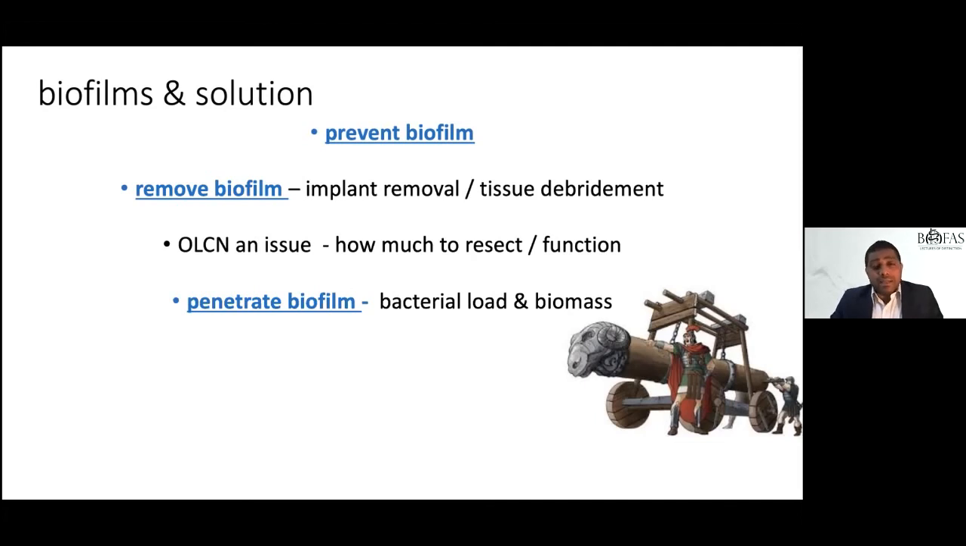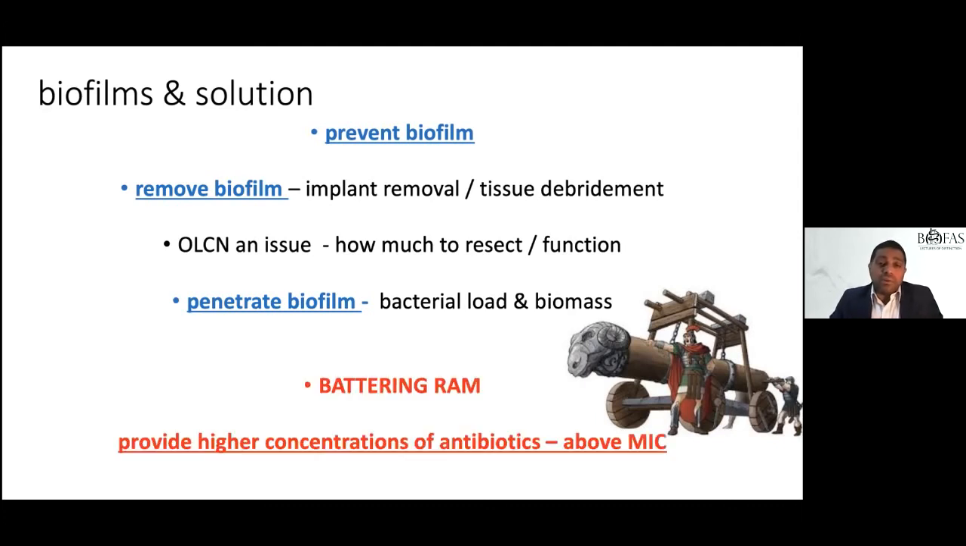And the last thing, the new thing that we are thinking about and trying to work towards, is to penetrate the biofilm. How do you get through the biofilm? How do you beat those bacteria? The only way of doing that is to have a battering ram. You want to break through. And the only way of doing that is to have higher concentrations of antibiotics locally, which you cannot give by IV or oral. It has to be local antibiotic therapy. Remember, local antibiotic therapy. Okay.